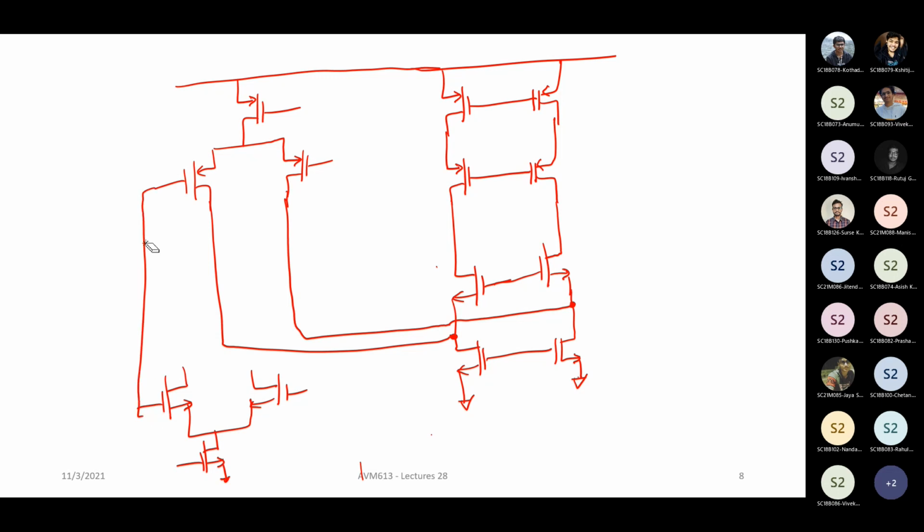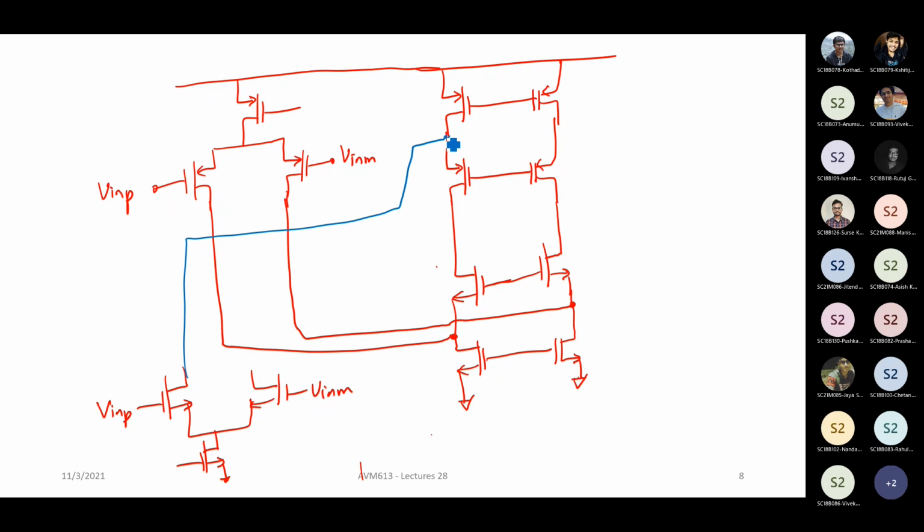Let me not complicate this and make it so messy. This is also V in P and this is also V in M, right? Let me use a different color to make sure. Now this is how your input is connected.